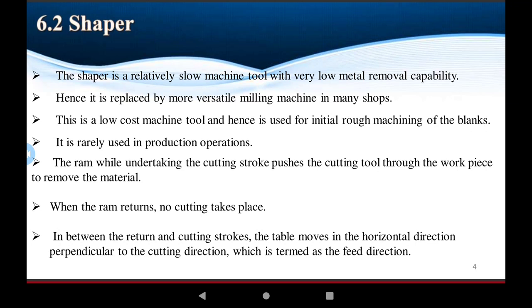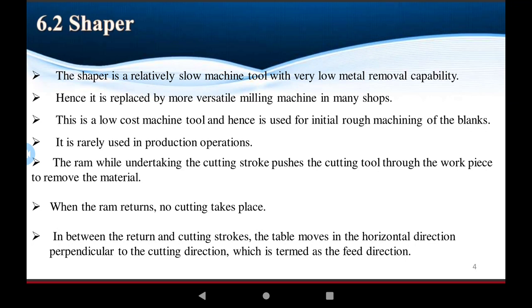It is also used in production operations. The shaper is used in production operations for some automobile components and medium size workpieces. Some specifications are considered for the ram while undertaking the cutting stroke process.